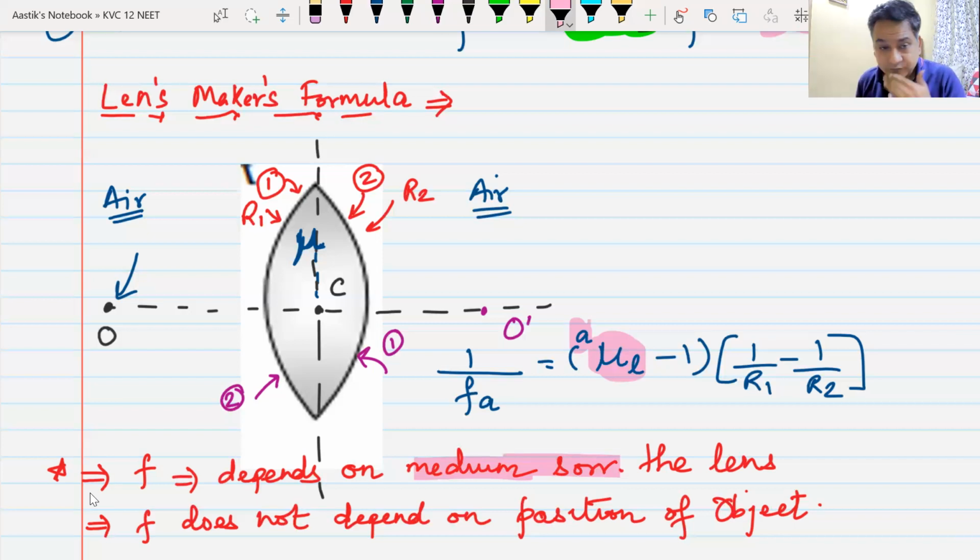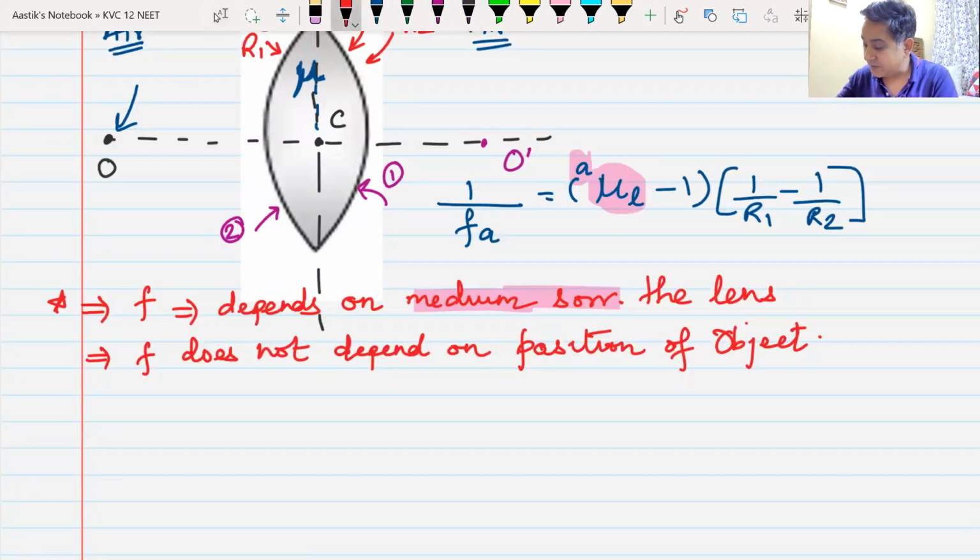That is the formula for focal length in air. So that means we will have a different formula for focal length in a different medium. Yes or no? So what will be the formula for focal length in any medium? Can you guess it? What will be the formula for focal length in a medium?